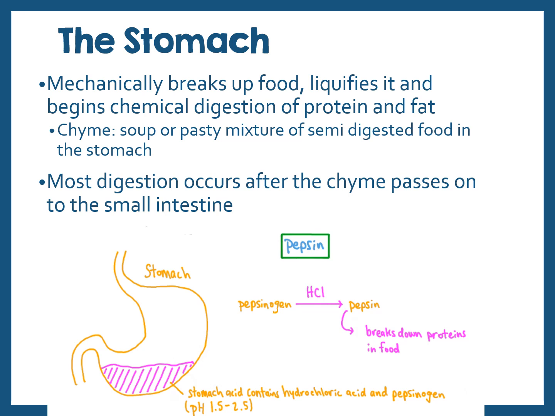Now the lipase that was secreted in the mouth is going to be activated to start breaking down some fat. And we will have some enzymes that can break down proteins. And we end up getting this soupy, pasty mixture of semi-digested food that we now refer to as chyme. Most digestion is going to occur after the chyme passes on into the small intestine.